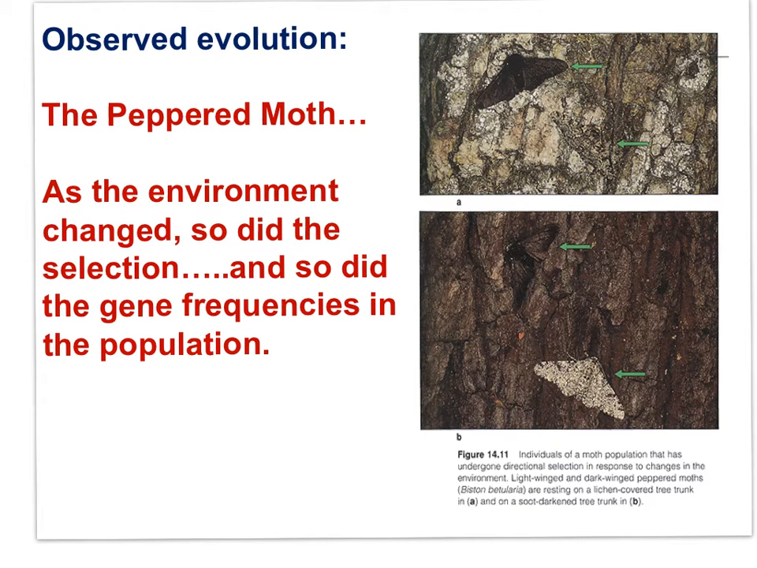Here's another example. In the 1850s in England, the bark of trees happened to be light-colored, favoring a light form of insect because the light form was better suited to the environment, being less visible to predatory birds. But the environment changed. Pollution from industries darkened the bark on the trees. The light form was no longer better suited. The dark form was better suited, so over time the gene for dark coloration increased in the population. A change in the frequency of certain genes in a population over time defines evolution. As the environment changed, so did the selection, and so did the gene frequencies in the population.